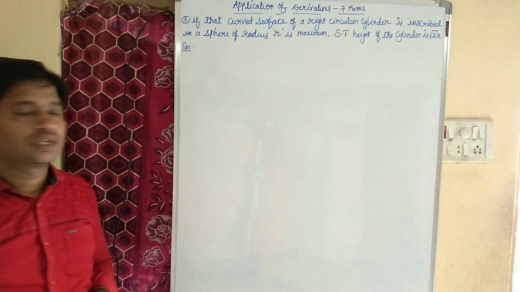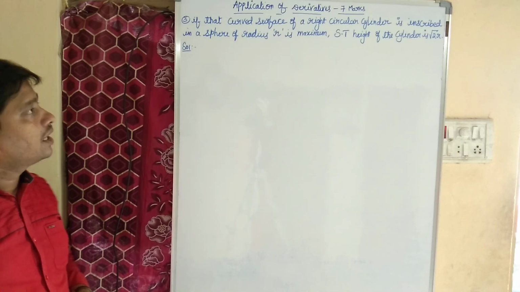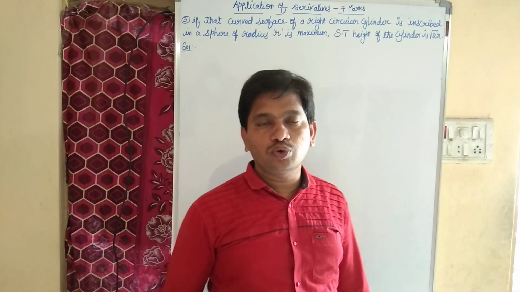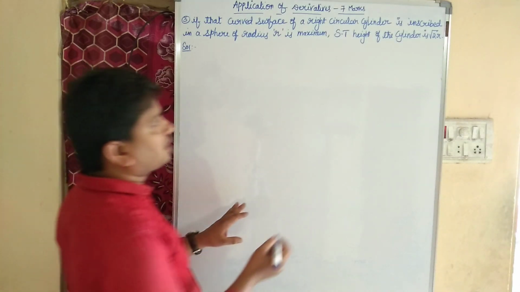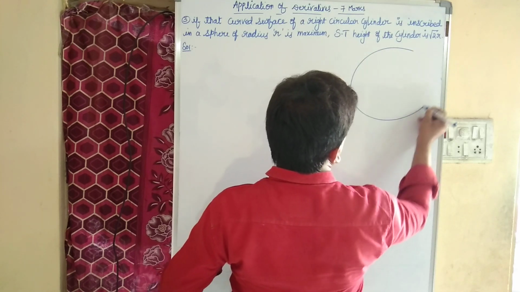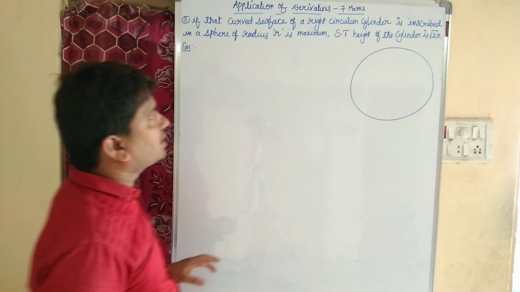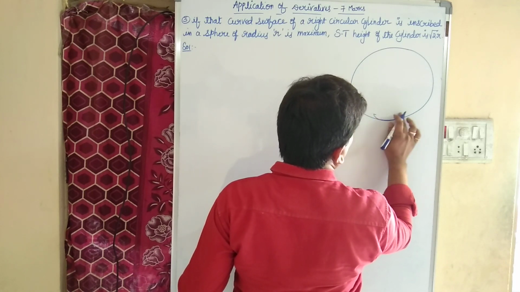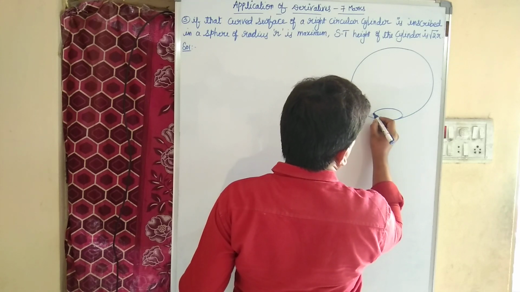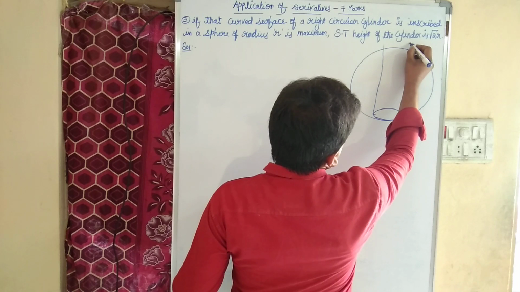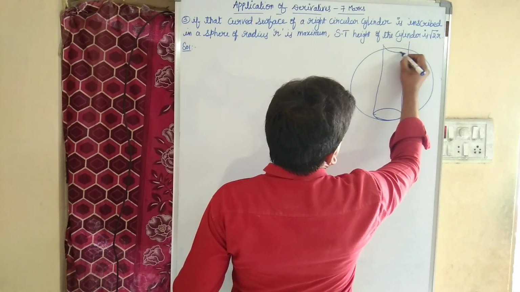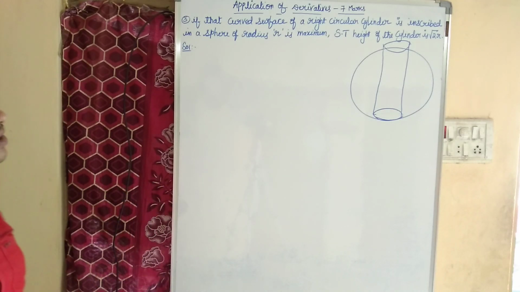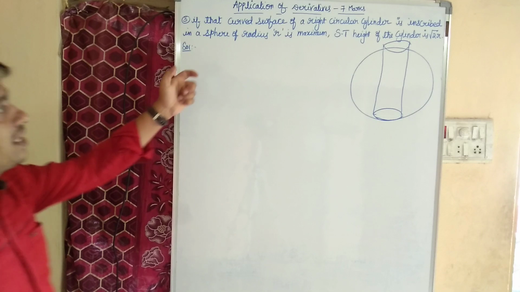Now coming to the third question. If the curved surface area of a right circular cylinder inscribed in a sphere of radius r is maximum, show that the height of the cylinder is root 2 r. See, this is our diagram. The cylinder is inscribed in a sphere of radius r.